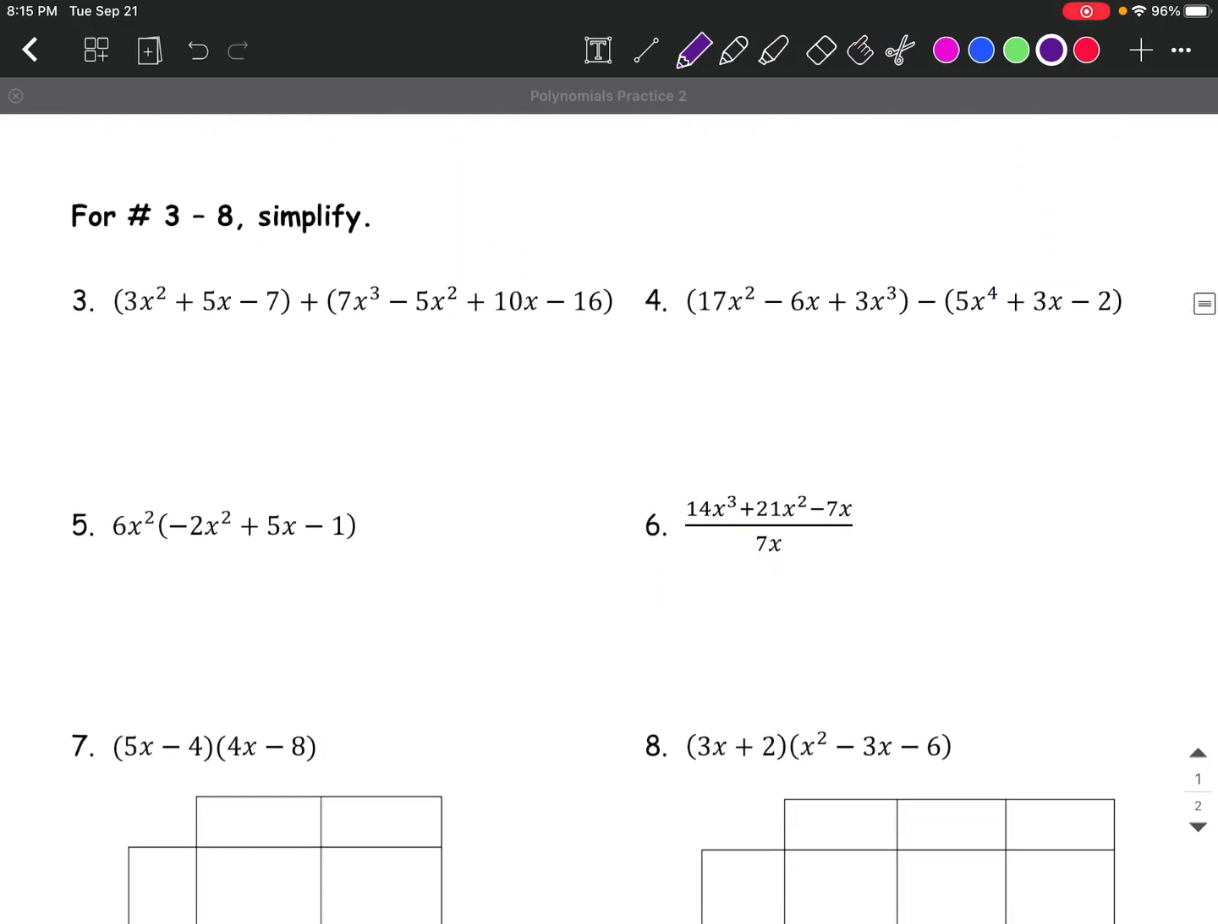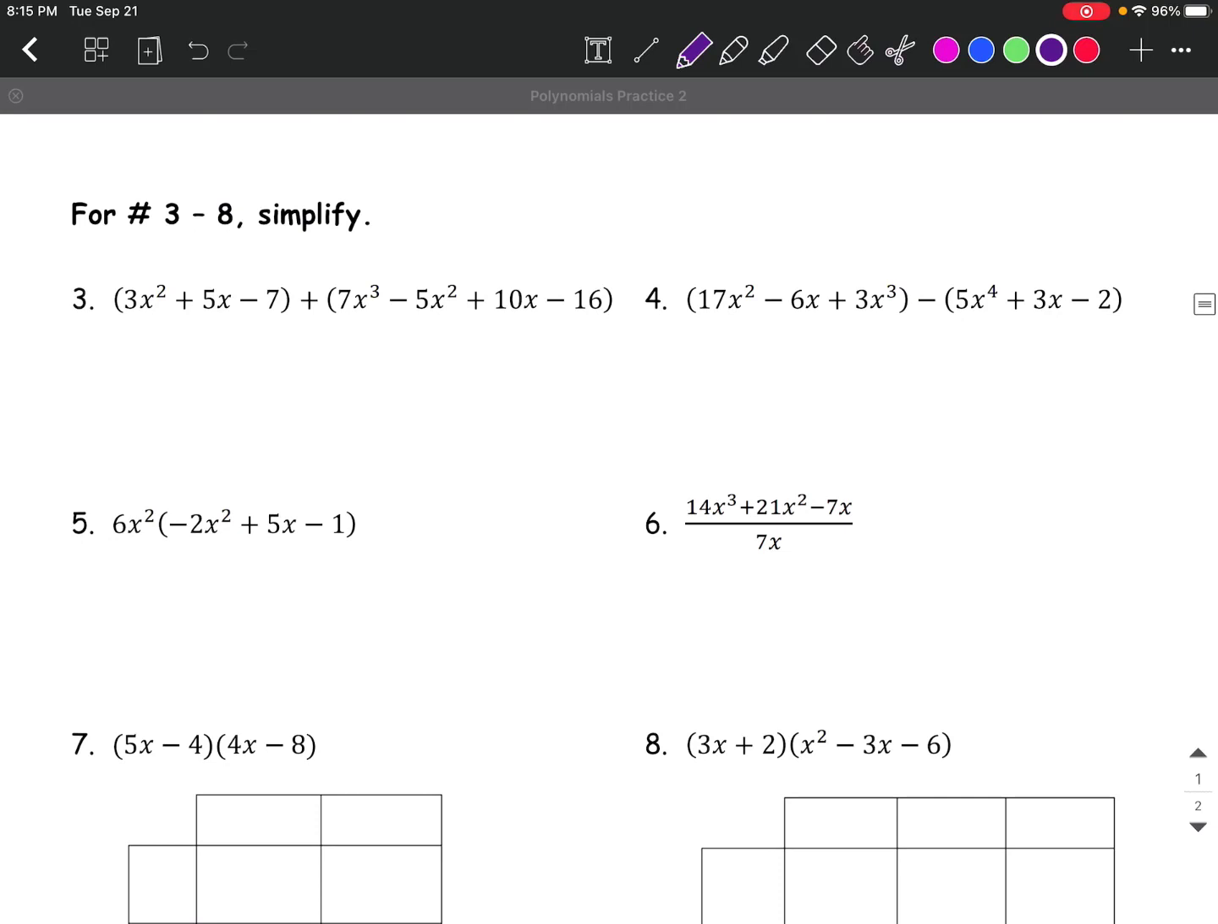All right, so for number 3, we have addition. When we have addition, we keep the first part and we keep the second part. The parentheses are not necessary at all. Now we go looking through. We have an x cubed here all by itself, a 7x cubed. So I'm going to keep that.